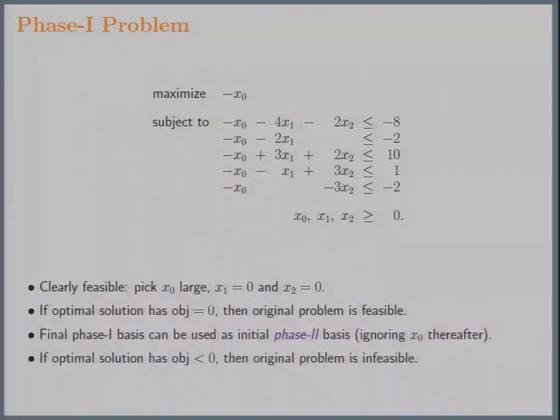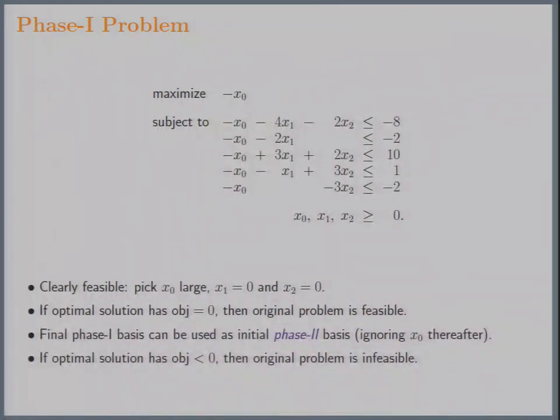So the final dictionary, or the final basis, if you like, the basic variables versus the non-basic variables, the final basis that you get from this phase 1 problem can then be used as the initial starting point for phase 2. You just throw away the x0, put the correct objective function back in, and continue.